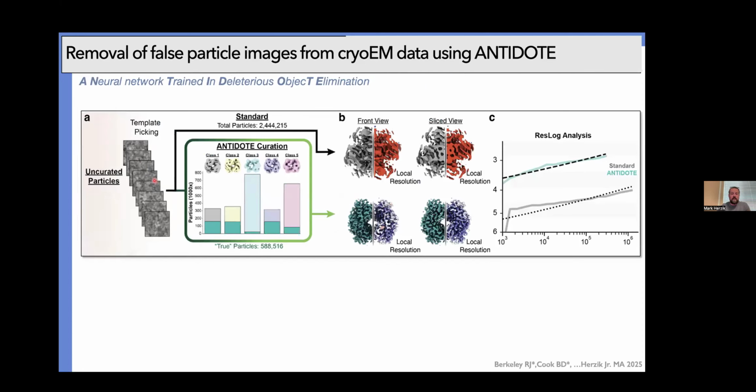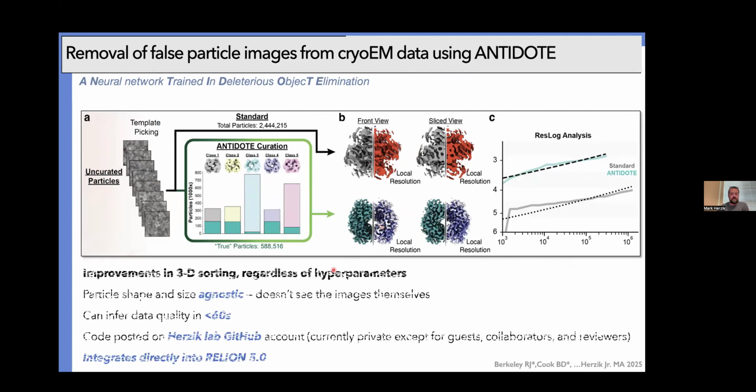And so for hemoglobin, if you take an uncurated particle stack, run it through 3D classification, you get rankings on a per class basis. You can then pull out only the true particles and reconstruct them. And you go from something like this to something like this without having to do heavily involved 3D classification. And so the benefit of this is that it's particle shape and size agnostic. It doesn't care because it's never seen the actual images. You can run inference in less than a minute on your data. It's already available on GitHub, and importantly, it directly integrates within Relion 5.0.